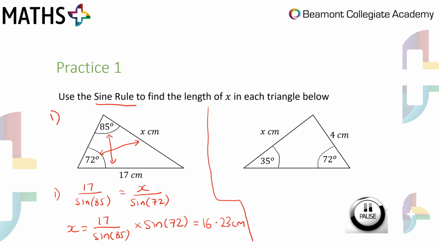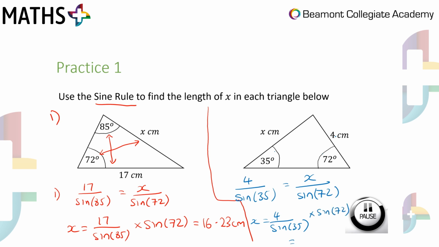Second question, this time look at where your pairs are. So the 4 is opposite the 35, the x is opposite the 72. So 4 over sine 35 is equal to x over sine 72. So that means that x is 4 divided by sine 35 times by sine of 72.